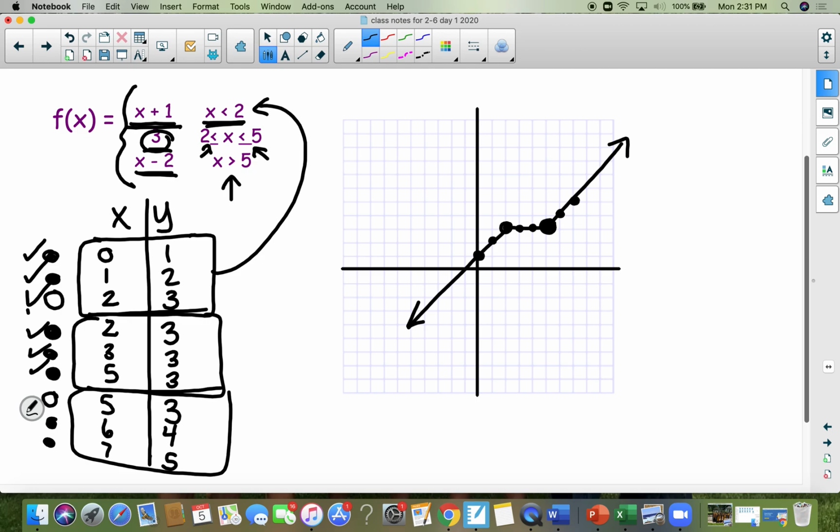Notice that the first equation and the third equation have arrows on them, but the middle equation can't have an arrow because it's bounded. It's bounded from 2 to 5 only. So, okay, those are all the notes for piecewise functions.